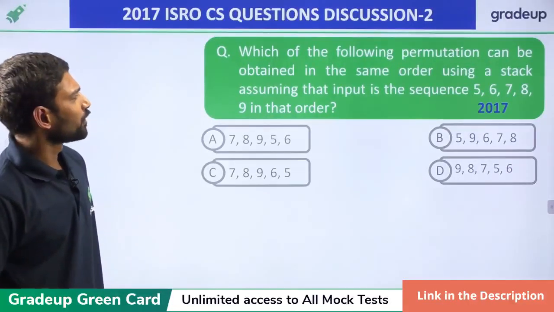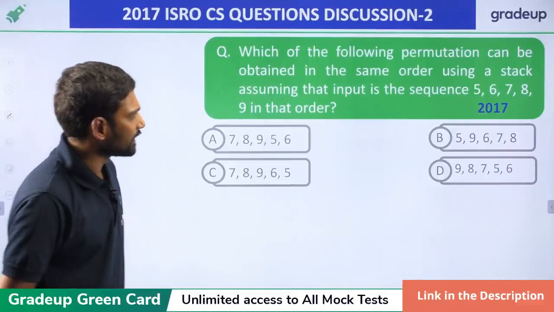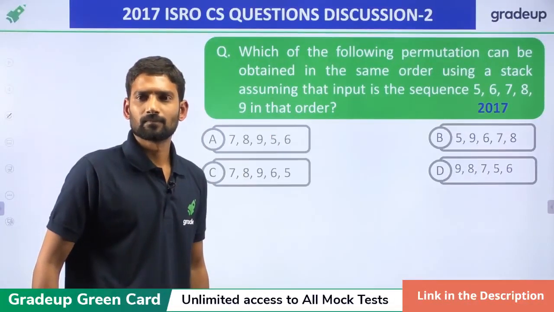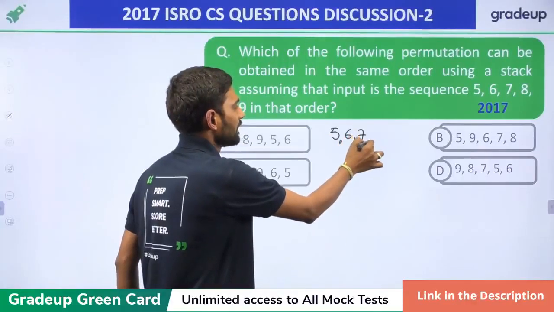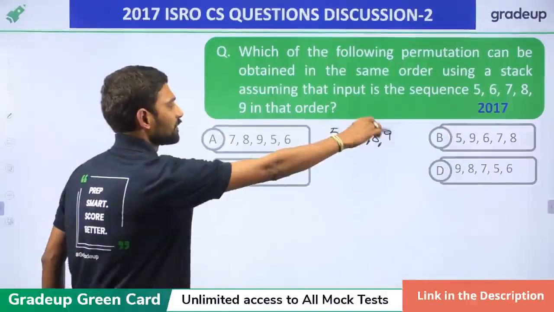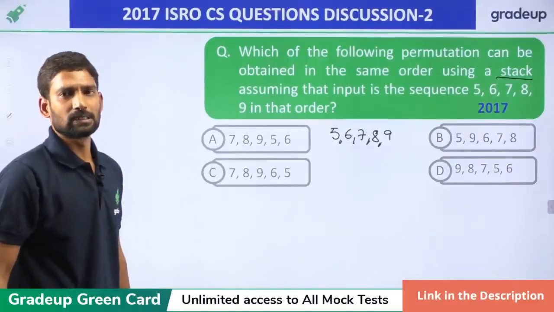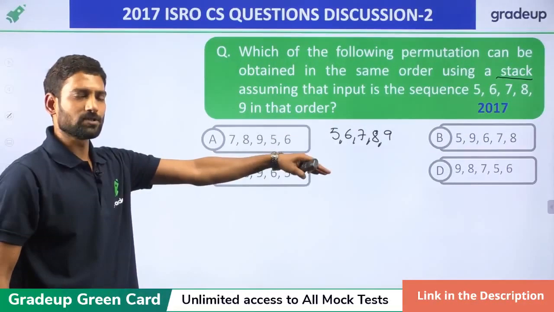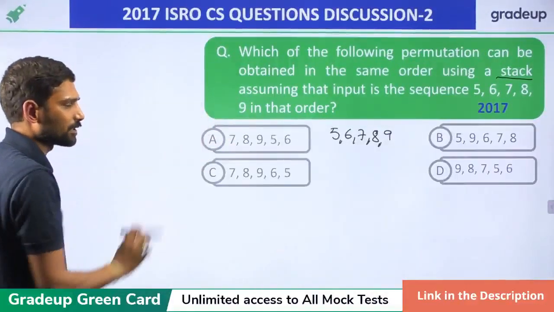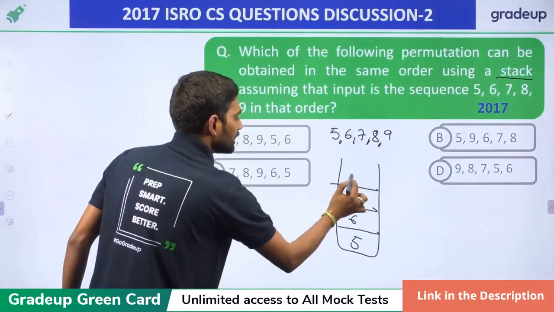Yes. Which of the following permutation can be obtained in the same order using a stack, assuming that input is the sequence 5, 6, 7, 8, 9 in that order. Input is given in this order, then which of the sequence is possible? This is a stack. What is a stack? Last in first out list. So if you push all 5 elements one after the other, then how the stack would be? 5, 6, 7, 8, 9.